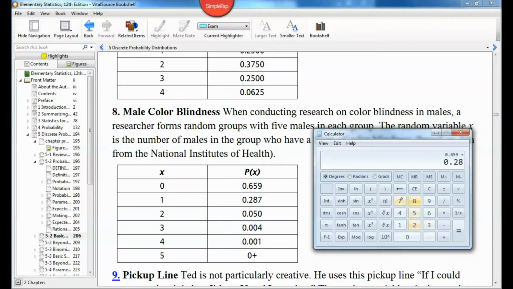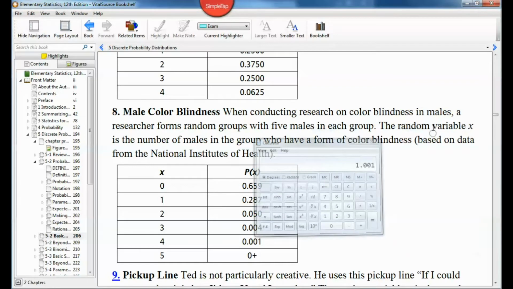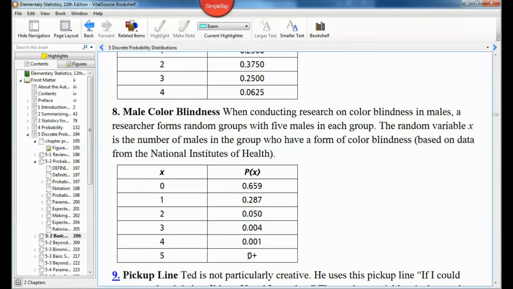So let me see. Alright, so it says I have 1.001. So your book said that was acceptable because that's super close. This last one here, 0 plus, we don't add that there, so it must be a really, really small probability.